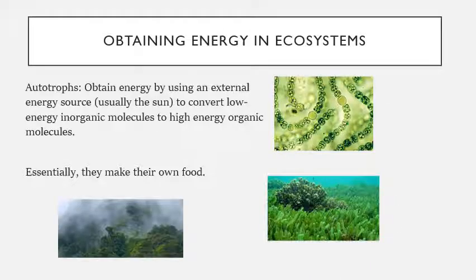The next thing we're going to look at then is how do organisms obtain their energy? And this is another one where we're going to give a label, but this is a label that's a little bit easier to work with, and that's autotroph. And auto means self. Automobile means it's something that can drive itself. It moves on its own. Autotrophs are self-feeders. They can obtain energy by using an external energy source.